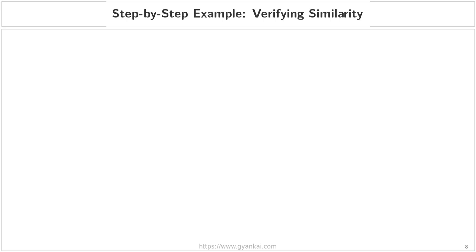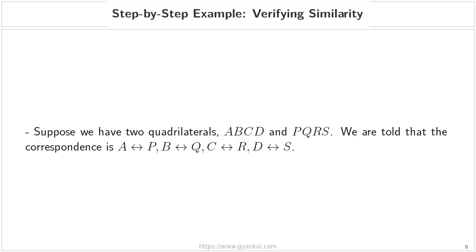Step-by-step example: verifying similarity. Now that we understand the theory behind correspondence and the two conditions required for similarity, let's put this into practice with a concrete example. Suppose we are presented with two quadrilaterals named A, B, C, D, and P, Q, R, S. To begin our verification, we are given a specific rule for how these shapes relate to one another, known as the correspondence. In this case, we are told that vertex A corresponds to vertex P, vertex B corresponds to vertex Q, vertex C corresponds to vertex R, and vertex D corresponds to vertex S.